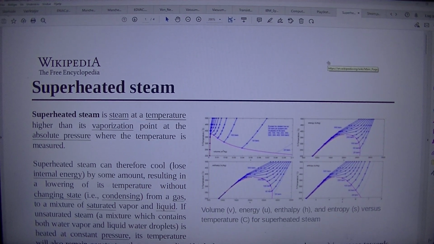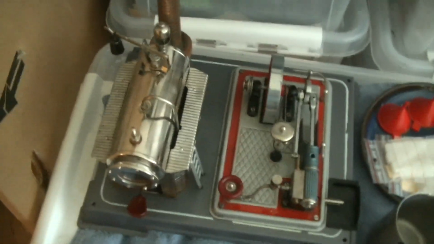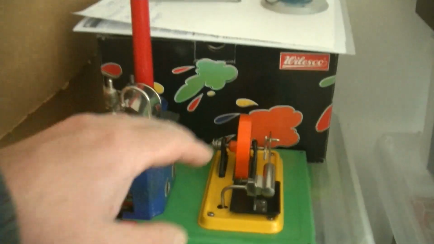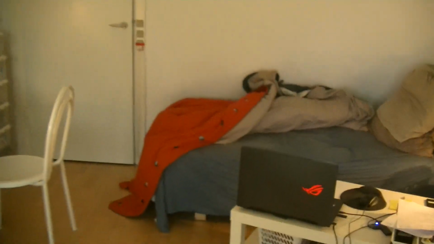Yes, I will start uploading this. My computer had finished copying, and I have two steam engines myself, a Lesco D16, 50 years old, and the D8. But now I will stop the video.